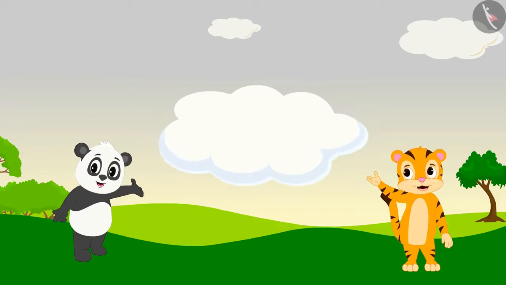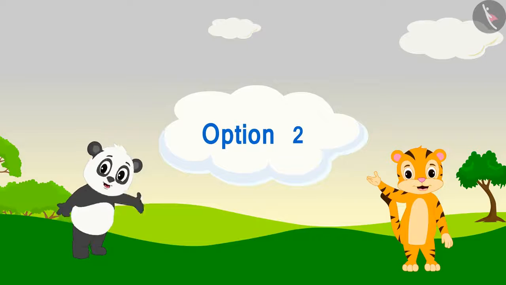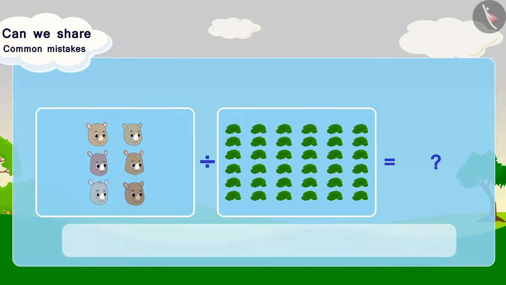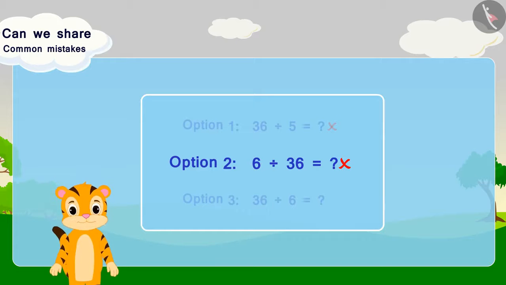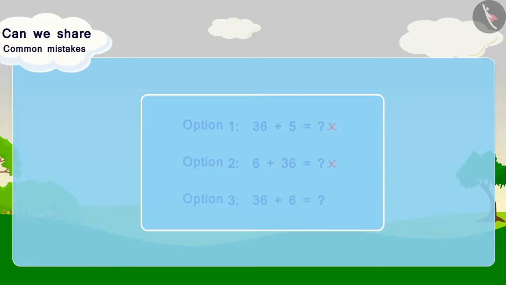Now, let's look at option 2. In this option, 6 friends are being divided into 36 grass clusters, which is wrong according to this question. For this reason, this option is incorrect. This is a very common mistake that we make while performing division.